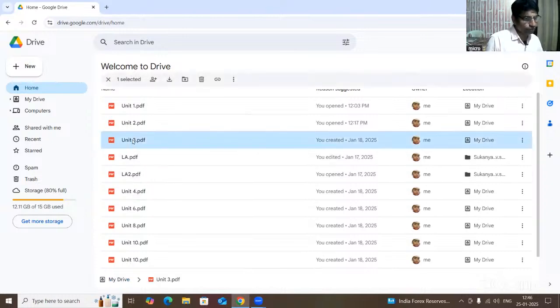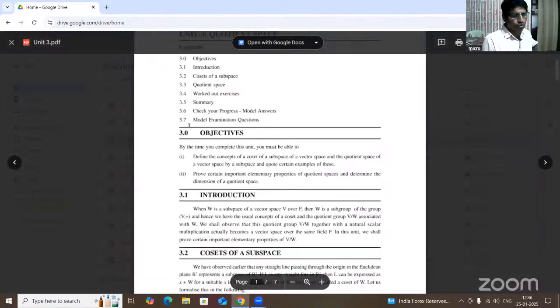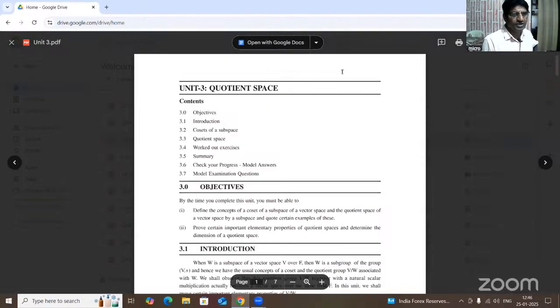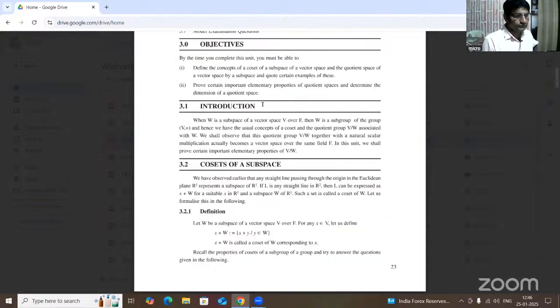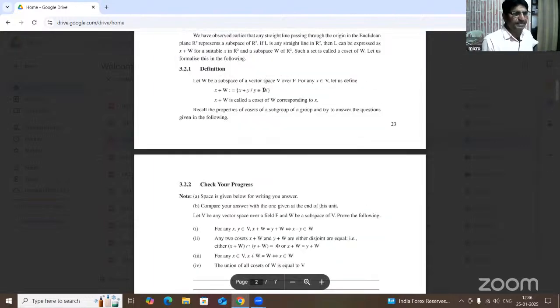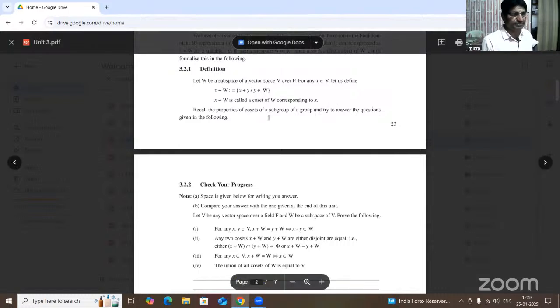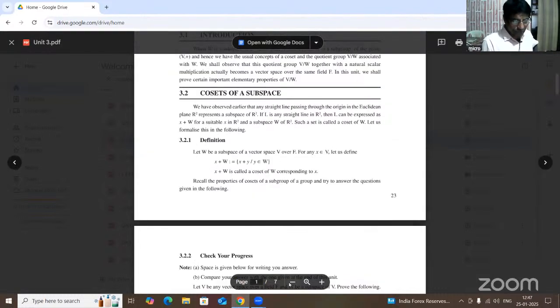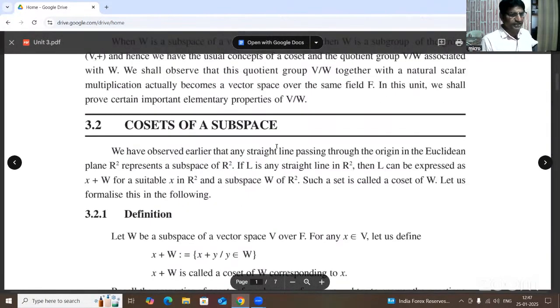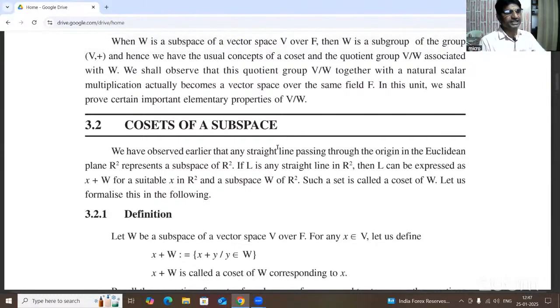Unit 3. Please note down. Quotient space. What is the quotient space? That is unit 3. Quotient space is denoted by V by W. That is the direct concept. Okay. Students, listen carefully. Already, the quotient of a subspace, the quotient space, is also denoted by V by W through the cosets of a subspace.